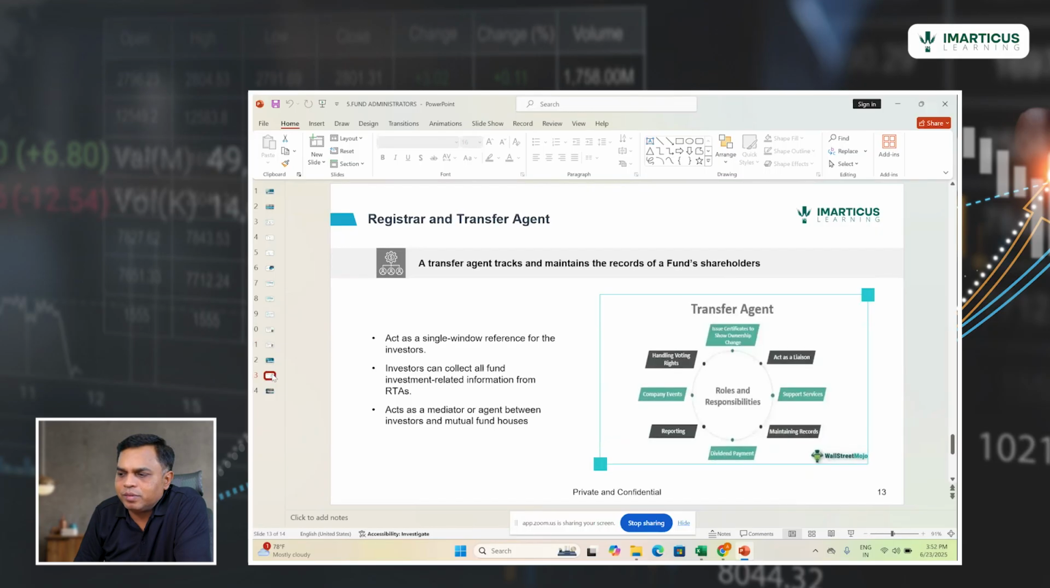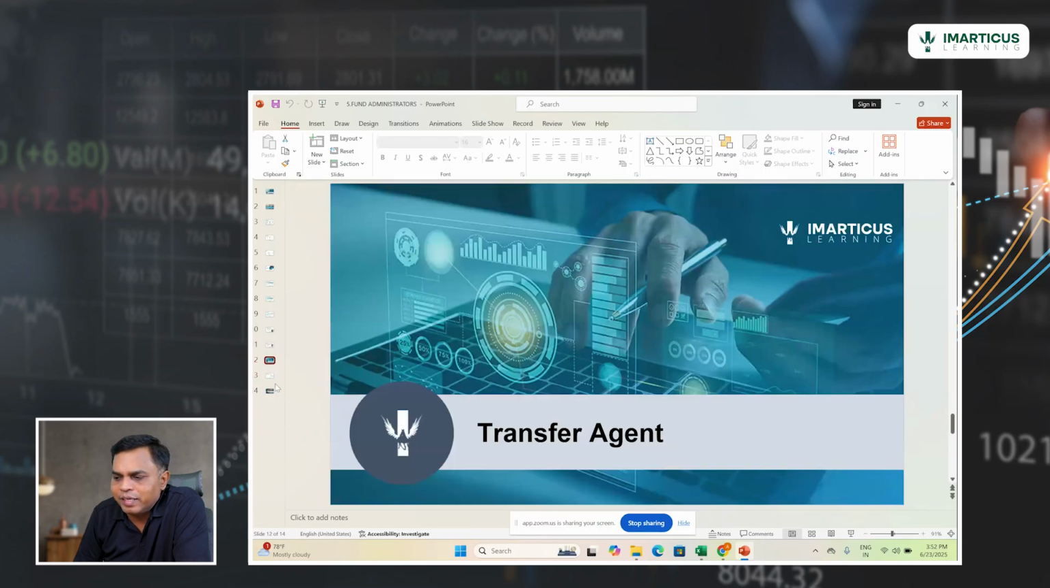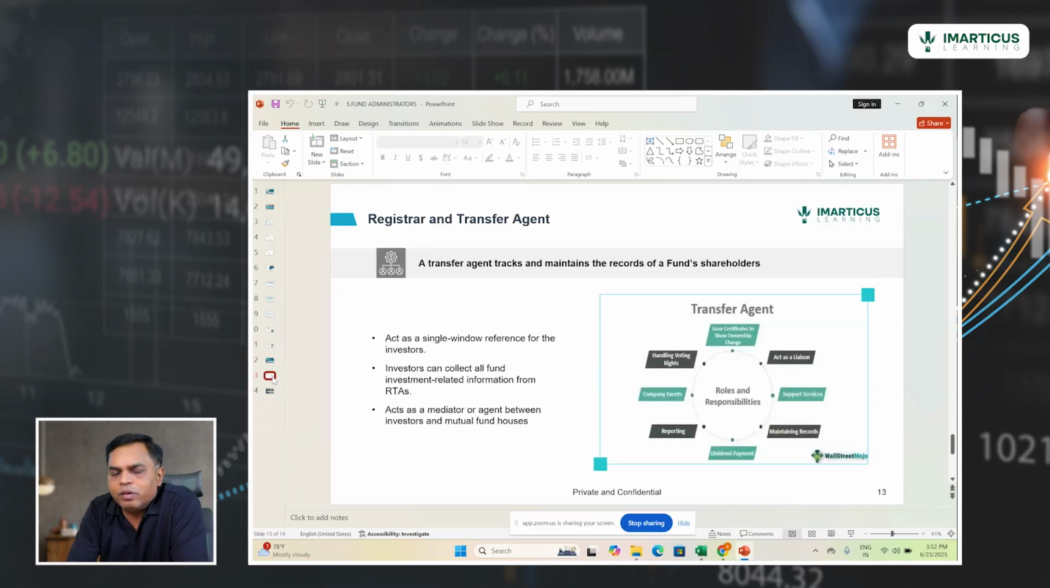Next, we'll talk about the role of a transfer agent. The transfer agent is one entity which works very closely with the fund administrator. You need to note that transfer agents are not part of the fund administration, but are separate and independent entities. Now, typically what do transfer agents do?